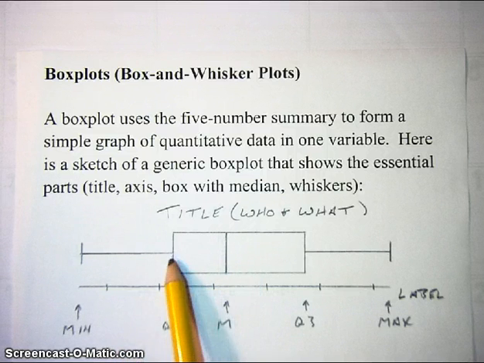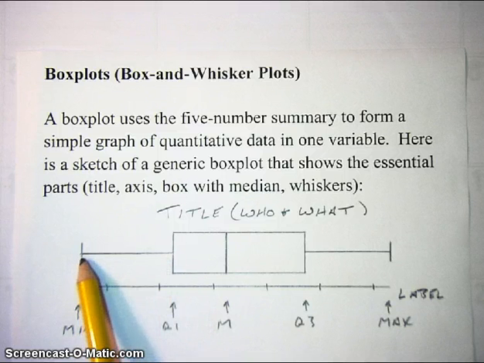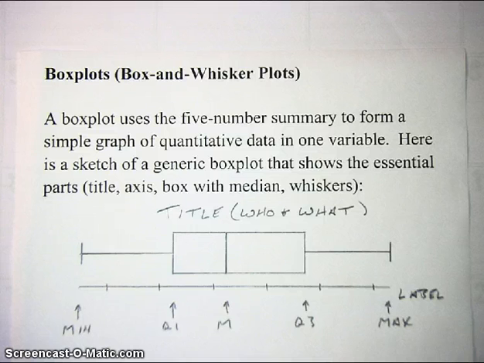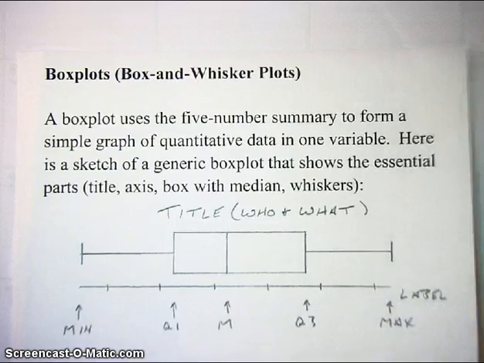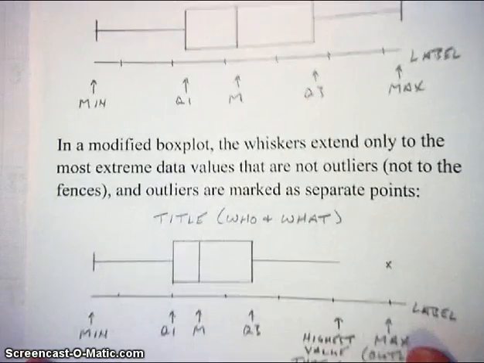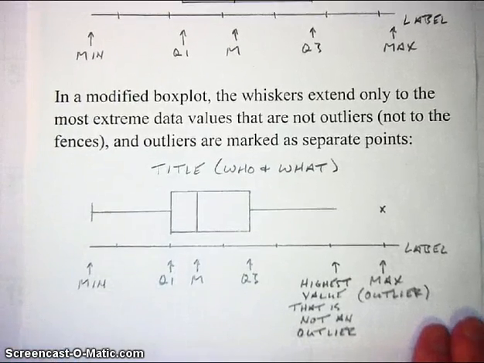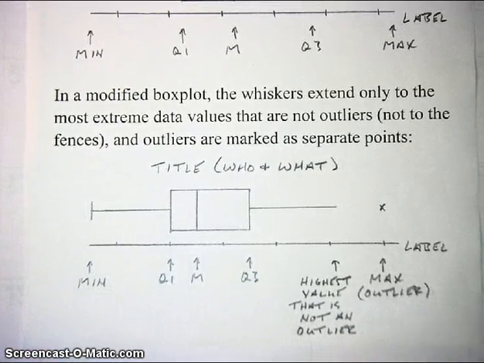And then we extend whiskers out from the first quartile to the minimum and from the third quartile out to the maximum. And that's basically what you do if there are no outliers in your data set. If you have outliers in your data set, you probably want to use a modified box plot, which shows those outliers in the graph, and it's a lot easier for people to understand when you do that.